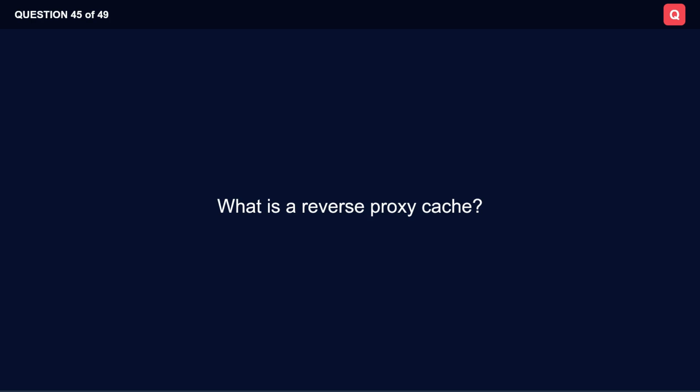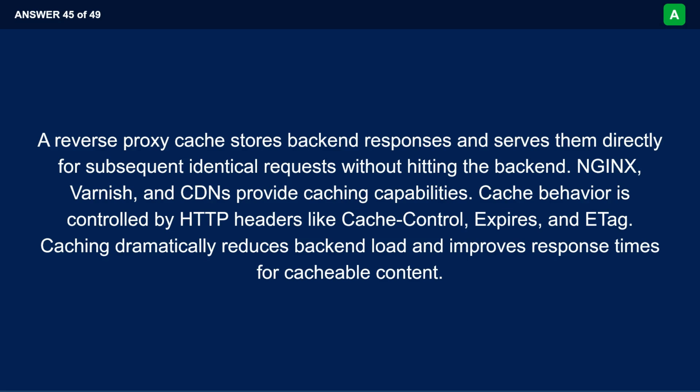What is a reverse proxy cache? A reverse proxy cache stores backend responses and serves them directly for subsequent identical requests without hitting the backend. NGINX, Varnish, and CDNs provide caching capabilities. Cache behavior is controlled by HTTP headers like Cache-Control, Expires, and ETag. Caching dramatically reduces backend load and improves response times for cacheable content.